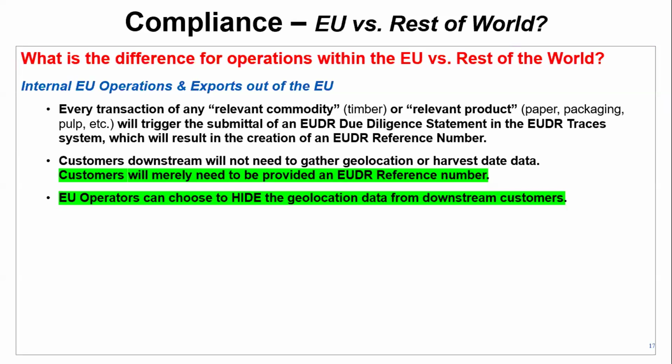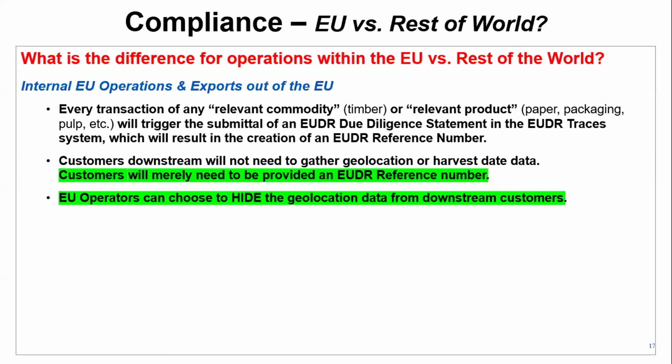So what are some other differences for the EU versus the rest of the world? Well, first of all, in the EU, every time that there is a harvest between a landowner and a logger, there will be a due diligence statement submitted for that one landowner, and that will create what they're calling a reference number. From there on out, the shapefile never needs to be provided again.